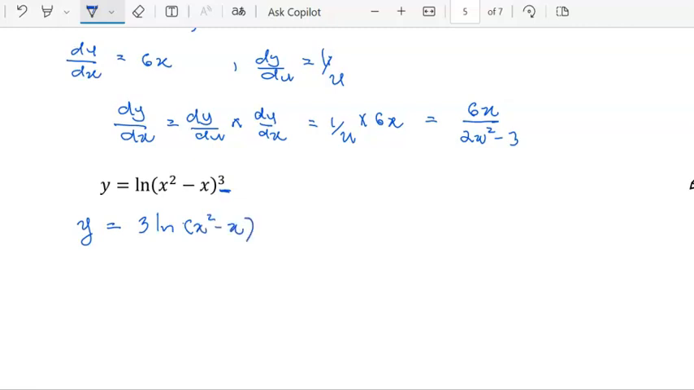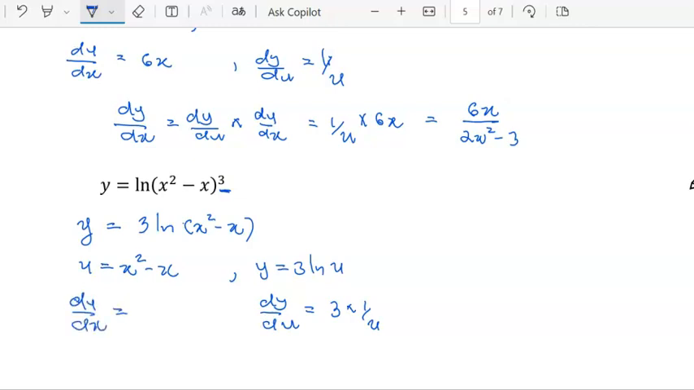Then what we have here, we have our u as equal to x squared minus x, and then our y as 3 natural log of u. The derivative of y with respect to u: 3 is a constant, just 3 times 1 over u. And the derivative of u, du dx, is just 2x minus 1.